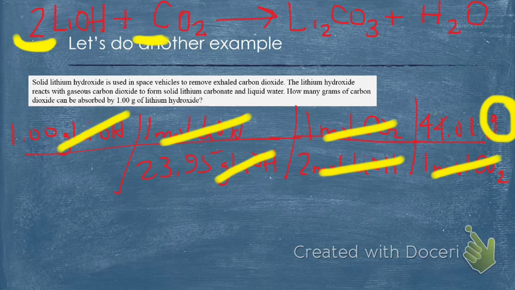Okay, so now we multiply by all of the numbers on the top, and you divide by all the numbers on the bottom. When you do that, you come up with the answer of 0.919 grams of carbon dioxide. So that tells you that for every gram of lithium hydroxide, you can get rid of 0.919 grams of carbon dioxide.